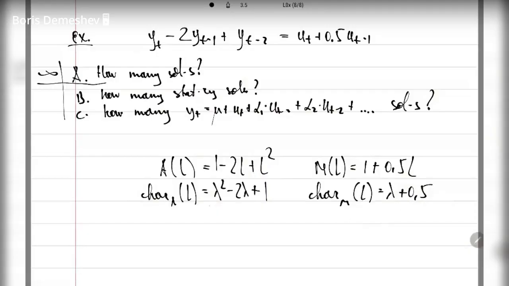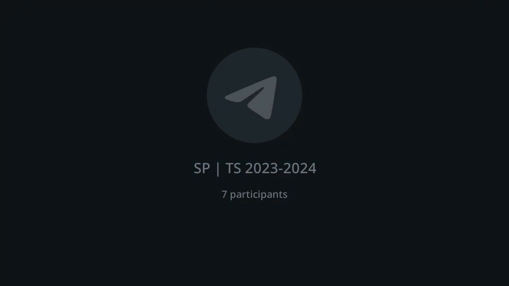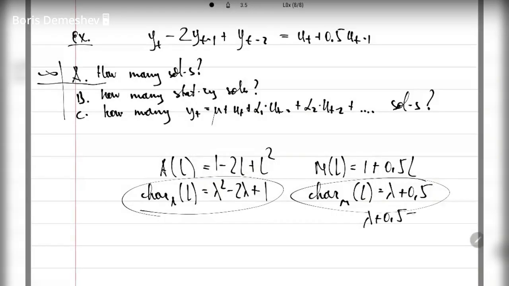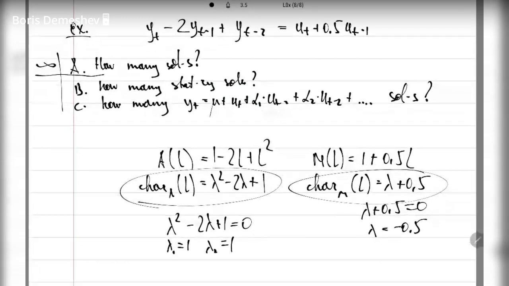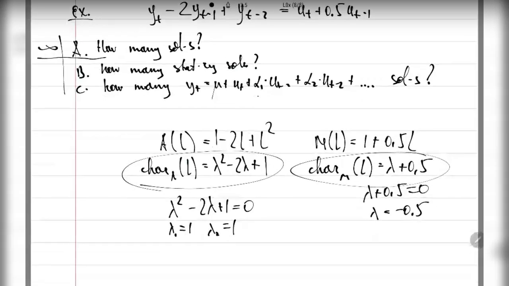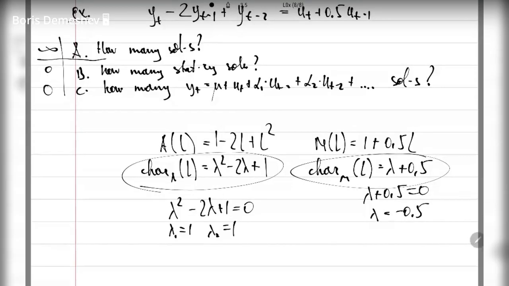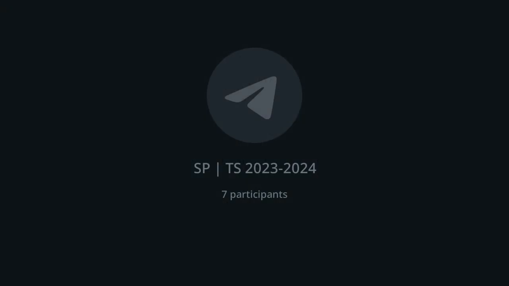Okay, so let's solve all these equations. I will solve the characteristic equation, but you can solve the lag equation. Lambda plus 0.5 equals 0. Lambda is minus 0.5. Lambda squared minus 2 lambda plus 1 equals 0. Lambda 1 is 1. Lambda 2 is 1. Okay, what is the conclusion? Yeah, no stationary solutions and no MA form solutions.